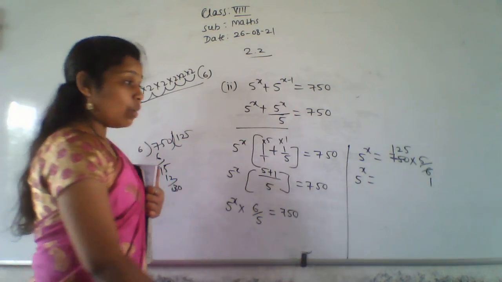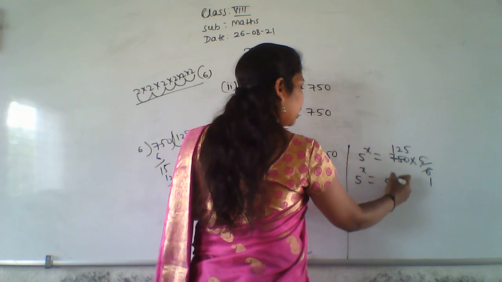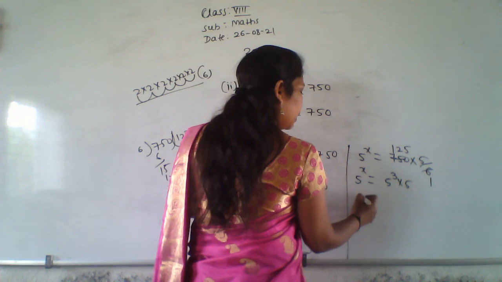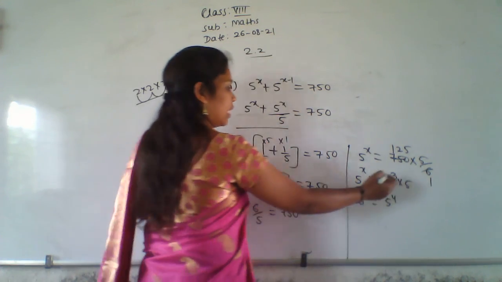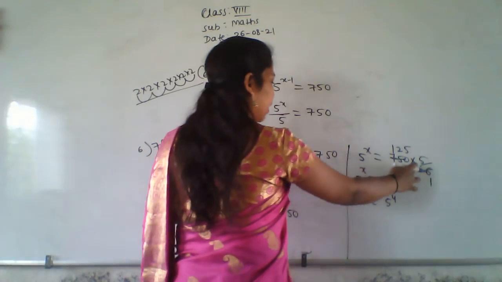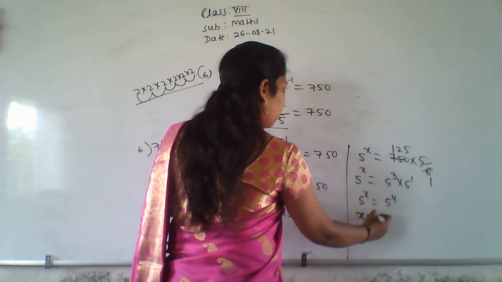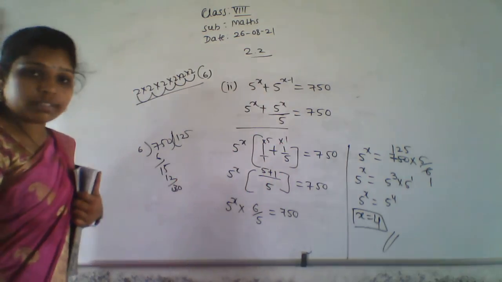Again, 125 can be written as 5 to the power 3 into 5. That will be 5 to the power x equals 5 to the power 4. Here 1 is there. a raised to m into a raised to n is a raised to m plus n. So what is the value of x here? The value of x is 4. The value of x is 4.